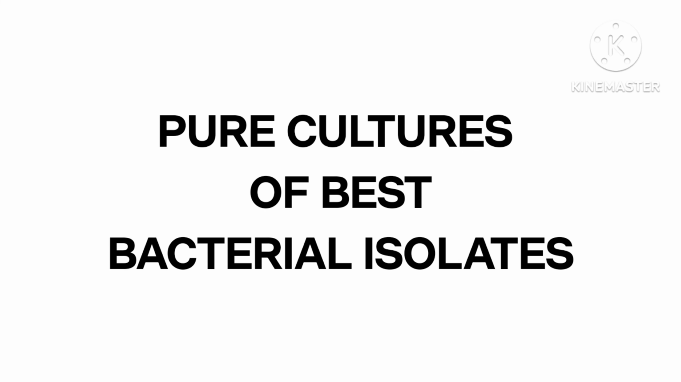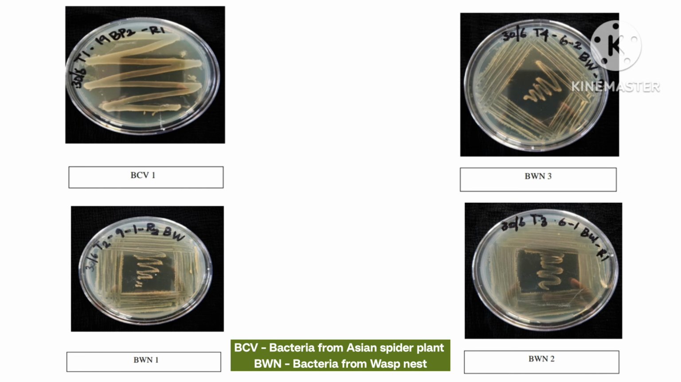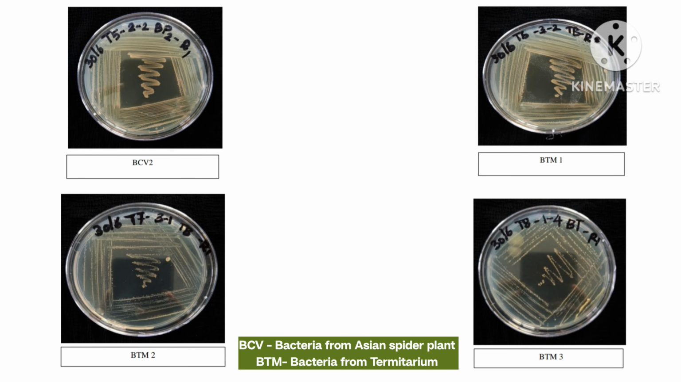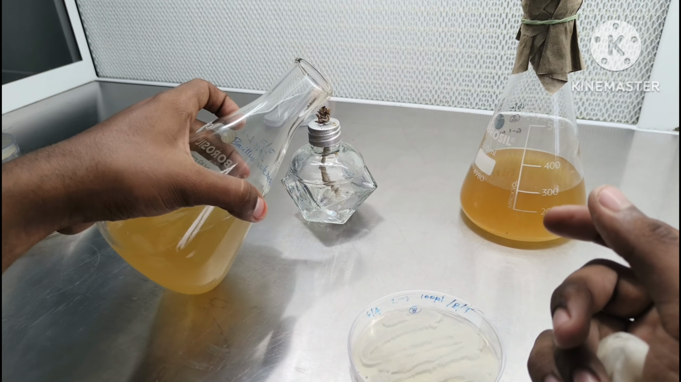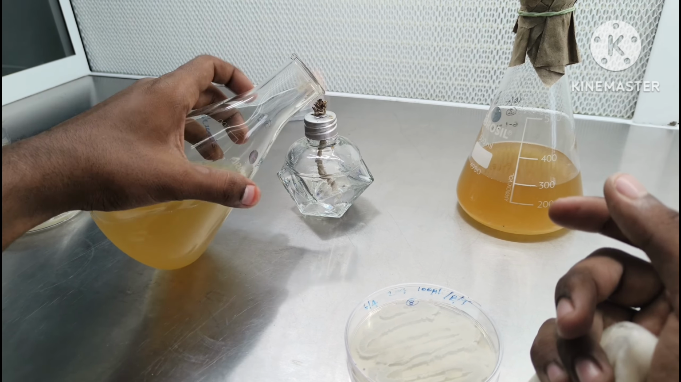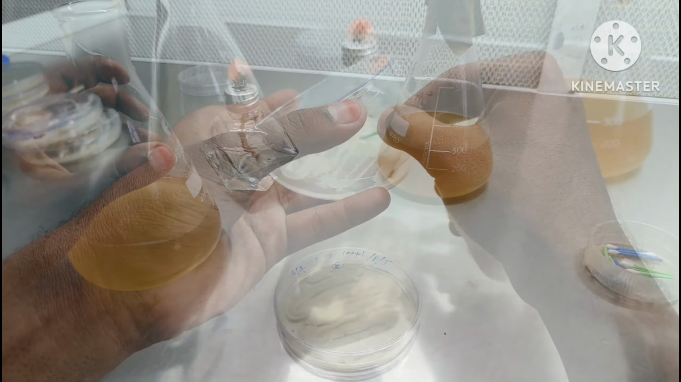Pure cultures of best bacterial isolates. Pure cultures of bacterial isolates that significantly reduced mycelial growth are maintained individually. Preparation of broth inoculated with bacterial cultures. 200 ml of sterilized nutrient broth was taken for inoculation.